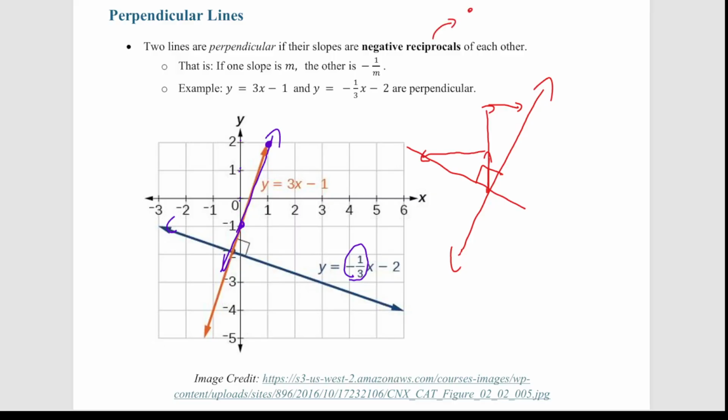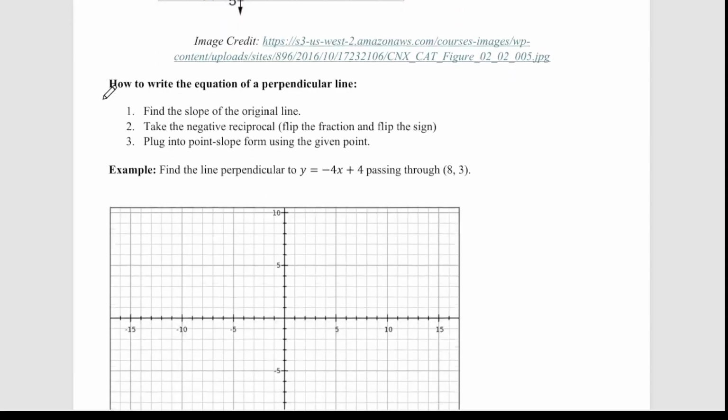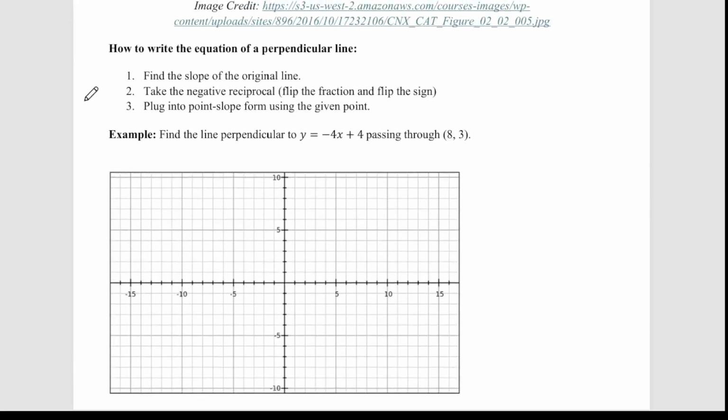What does that mean you need to do? You need to flip the fraction and flip the sign. You do a double flip situation, and it's worth physically graphing them to make sure they're making nice, beautiful right angles as well. So let's go ahead and practice this.